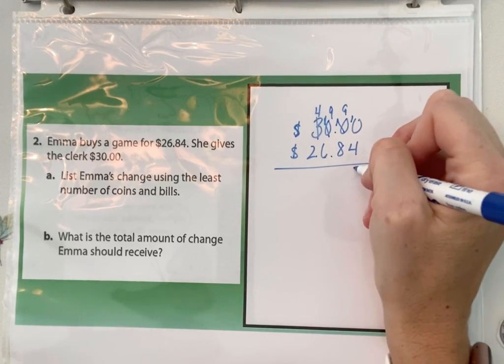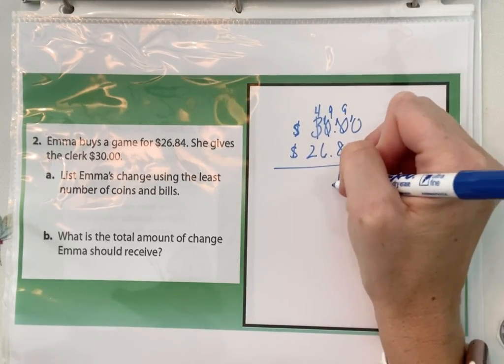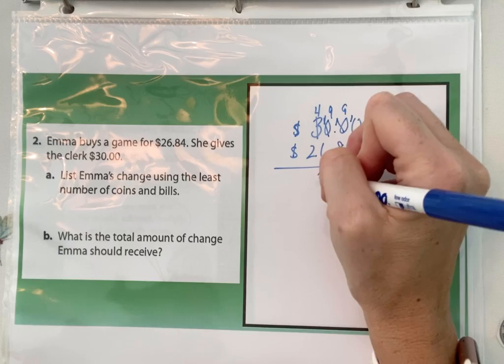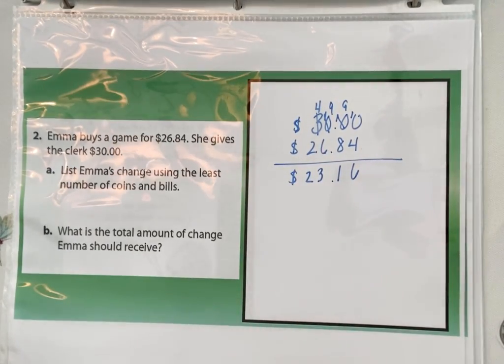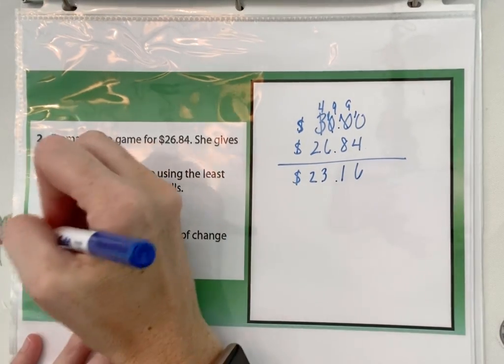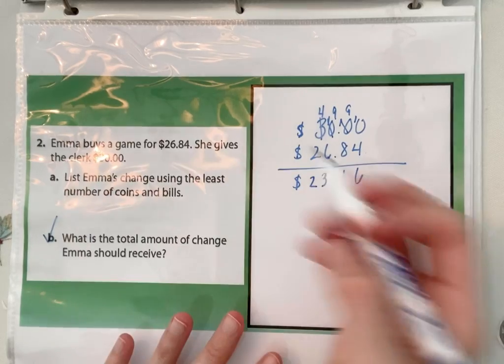10 minus 4 is 6. 9 minus 8 is 1. 9 minus 6 is 3. 4 minus 2 is 2. She would get $23.16. So there, we've done part B actually. Now we're going to come up and do part A.